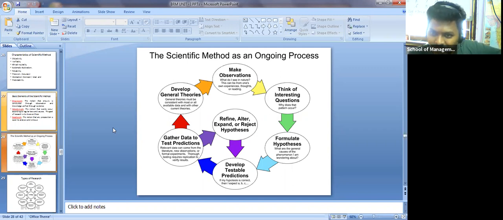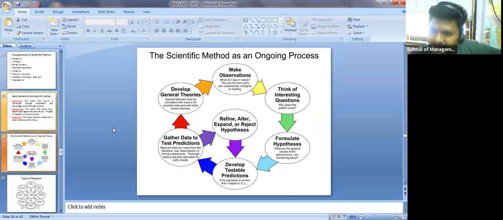So how many of you are understanding? Indirectly, I'm talking about the research process only here in the scientific method. I'm talking about the research problem, research questions, hypothesis, collecting of data, applying some tools. Then based on that, interpretation, findings, suggestions, conclusion. Same thing, but the terminology is different here. Okay, gather data to test predictions.